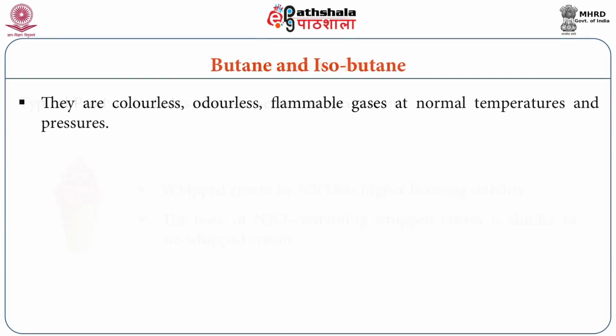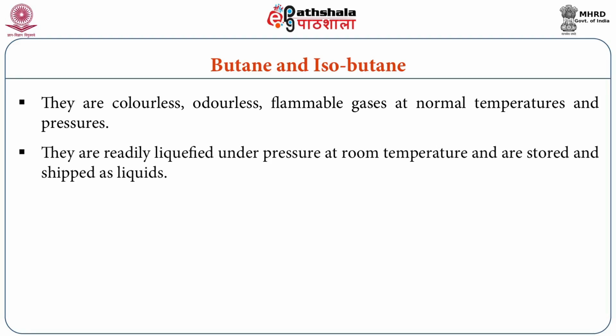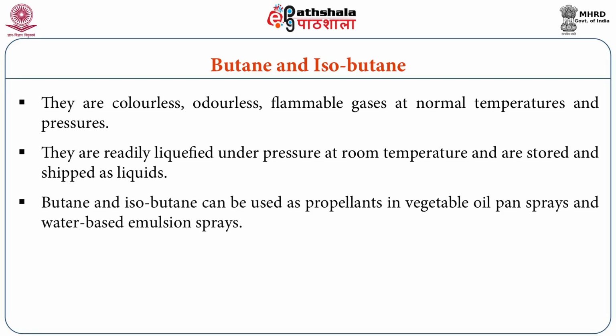The next is butane and isobutane. Both are colorless, odorless, flammable gases at normal temperature and pressure. They are readily liquefied under pressure at room temperature and are stored and shipped as liquids. Butane and isobutane can be used as propellants in vegetable oil pan sprays and water-based emulsion sprays.